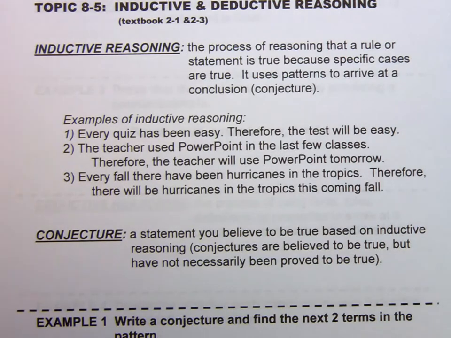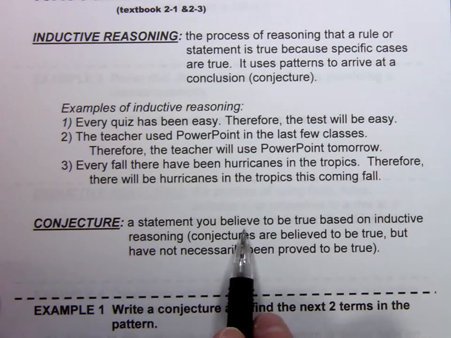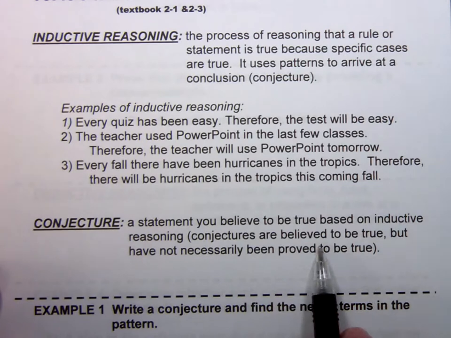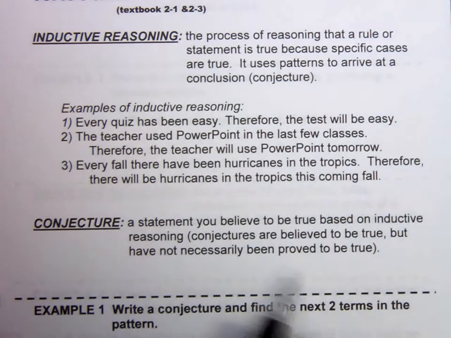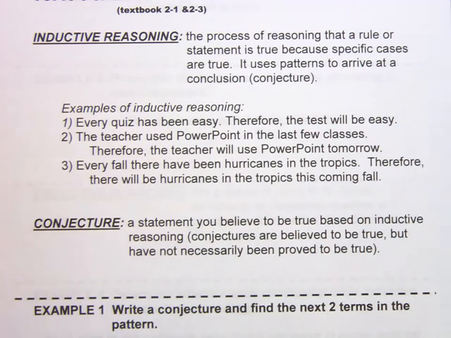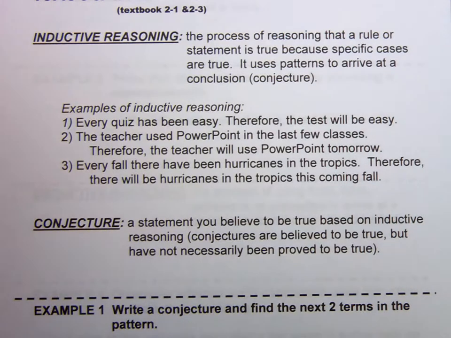You're making a conjecture. And here's the definition of conjecture: a statement you believe to be true based on inductive reasoning. Conjectures are believed to be true but have not necessarily been proved to be true. So sometimes your conjecture could be a little bit off because it's not based on knowing for sure that that's the way it's going. You're doing that based on a pattern, based on specific cases. You're thinking this is a pretty good possibility.